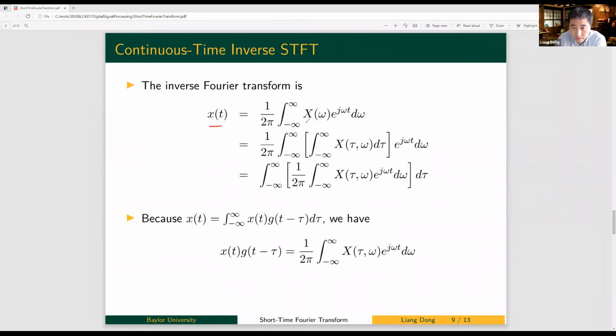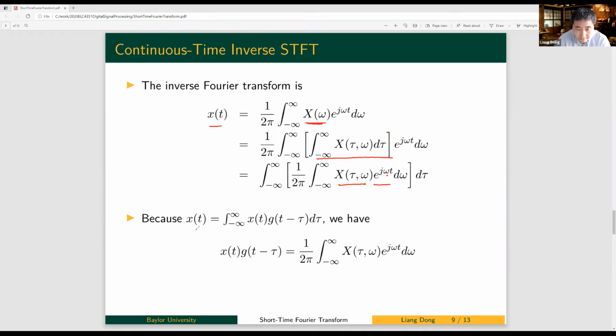We know this part can be expressed as this coherent sum. So we have integration of capital X(tau, omega) d tau and put it on the inside. Doing the same trick, we change the order of the inner and outer integrations. The inner integration becomes the integration of X(tau, omega) e to the power j omega t with respect to omega, over 2 pi, and the outer integration is with respect to tau.